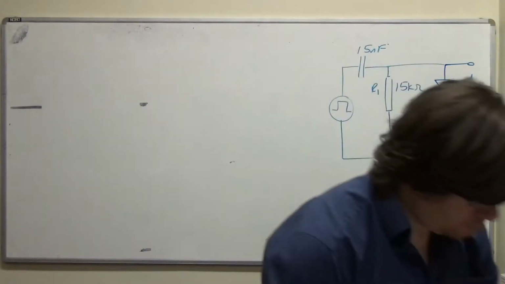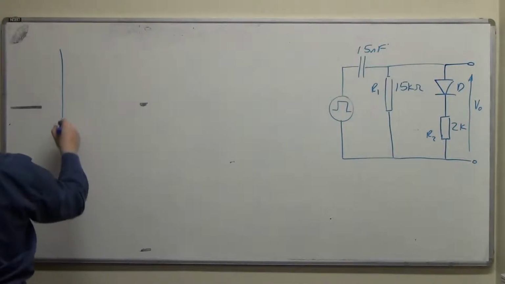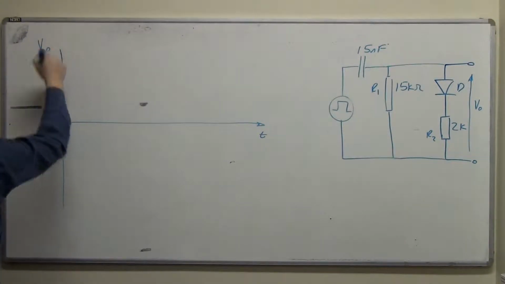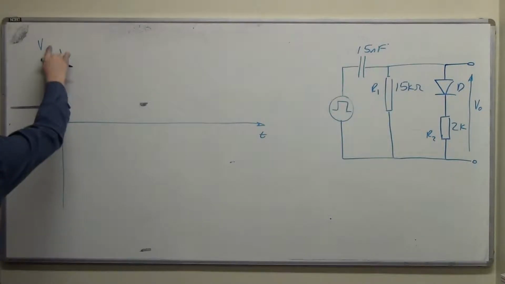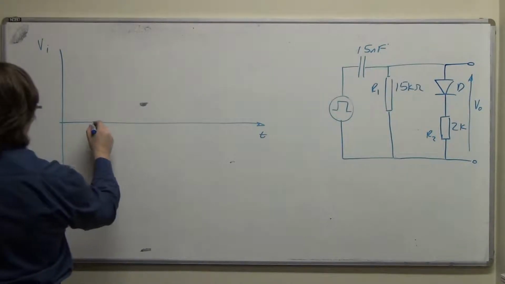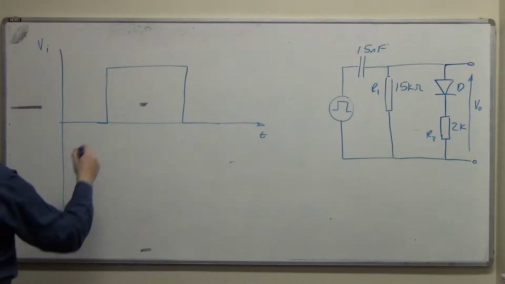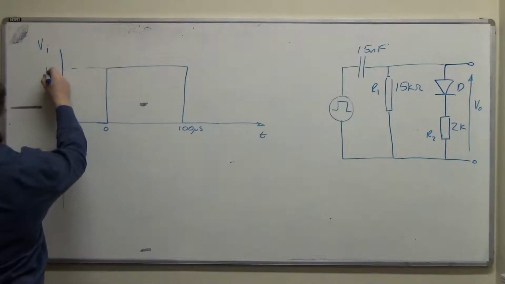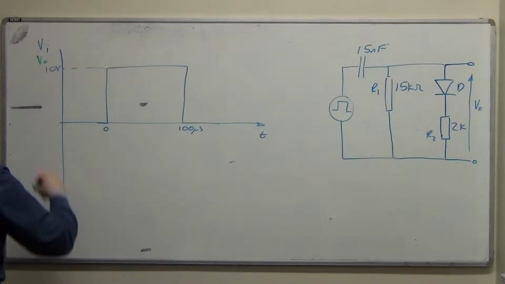So we will be drawing the graph. V in will be in blue. And I can draw V in now actually. Something like that. And this will be 0 seconds and this will be 100 microseconds. And this will be 10 volts. V out will be in green. And if we choose to draw IC, it will be in red.